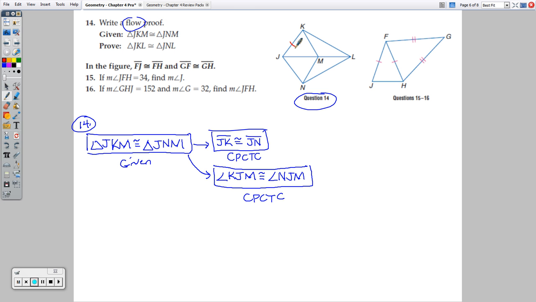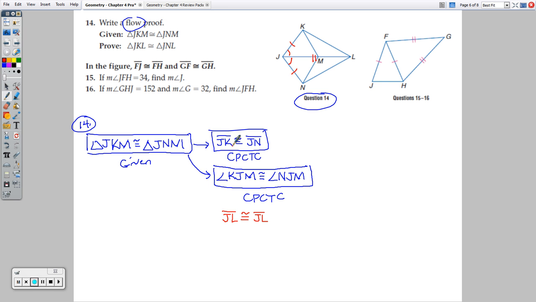So I could say that this and this is extra stuff I could prove based on either what's clear in the picture or what's clear based on given information. I could also say that this segment, JL, is shared by both those triangles, JKL and JNL. That means by the reflexive property that this side would be congruent to itself. So JL is congruent to JL.